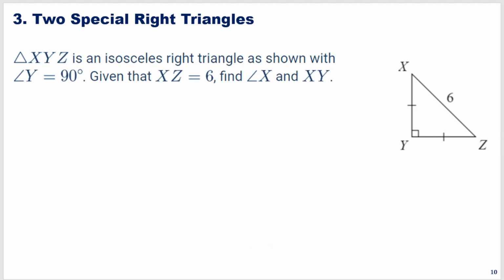Alright, next let's have a look at two special right triangles. Okay, let's use an introduction problem to illustrate the concept here. So triangle XYZ is an isosceles triangle as shown with angle Y equals 90 degrees. Given that XZ is 6, can you find angle X and the length of XY?